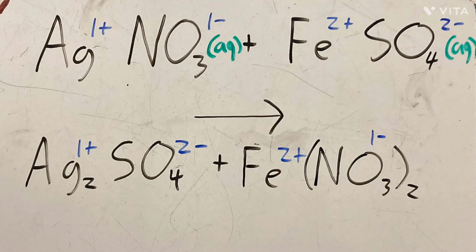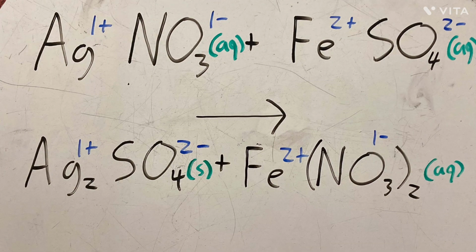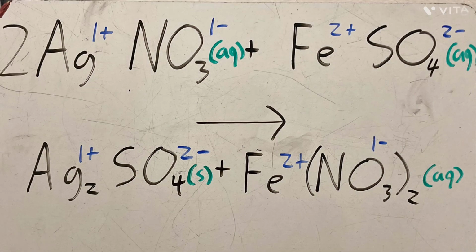Now that the products have been determined, the ions and their charges must be balanced. Again, using the solubility rules, we now know the states of the products. The final step is to balance the overall equation. Because we have 2 Ags and 2 NO3s in the products, we must also have 2 AgNO3 in the reactants.